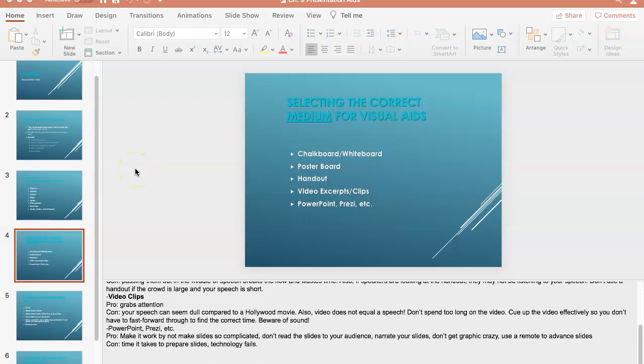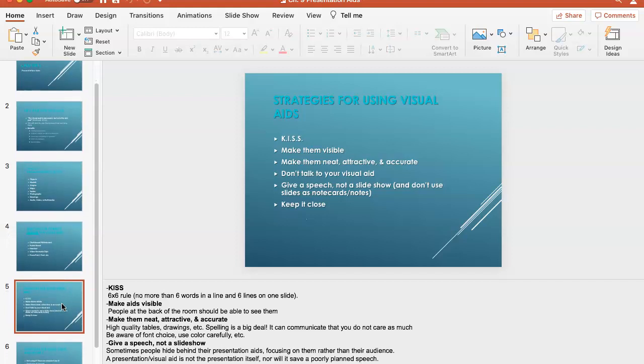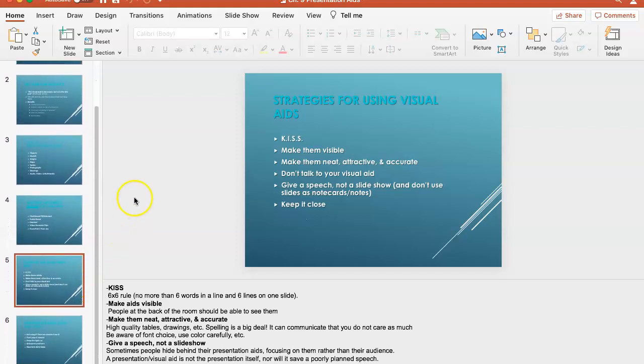All right, so we just finished talking about the medium for visual aids. Now let's move on and talk about strategies for using these visual aids. So KISS, y'all have probably heard of that. Keep it simple, stupid. So follow the 6x6 rule, no more than 6 words in a line and 6 lines on one slide. That can be kind of tough to do, especially if it's, like, one more line that you need to do, but keep it simple.